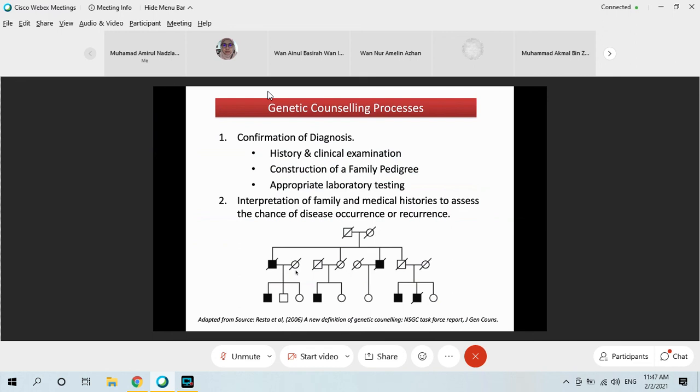So how do you do genetic counseling? It's like any other clerking of any other case. You take history, you do clinical examination, but you construct an extended family pedigree, and then you ask for specific genetic testing, appropriate laboratory testing, not just genetic. And then you interpret the family and medical history to assess the chance of disease occurrence or recurrence.